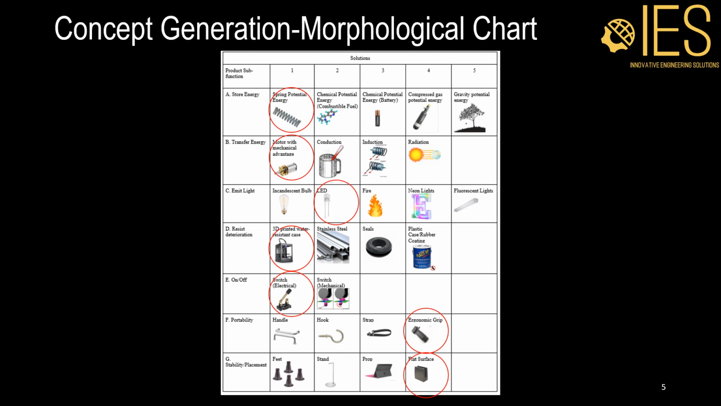After creating a functional decomposition, we created a morphological chart with different ways to carry out each subfunction. Using gut feel, we then picked 15 concepts by selecting a solution from each category, as shown by the red circles. In this particular example, we picked spring potential energy as the way to store the energy, a motor to transfer the energy, an LED to emit light, a 3D printed case, electrical switch, and to offer portability and stability, we offered an ergonomic grip and a flat surface.